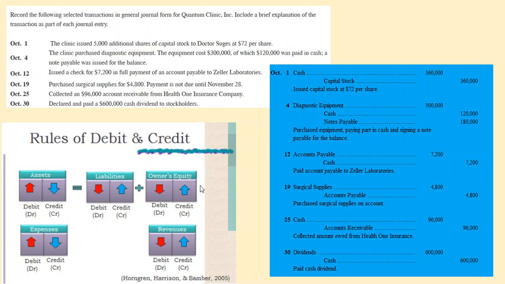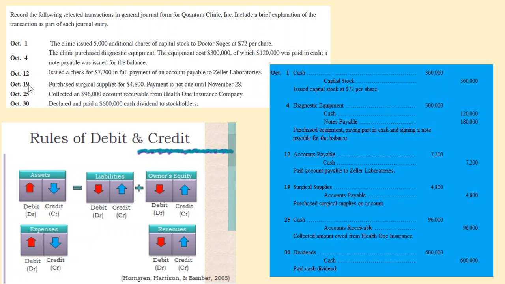We need to decrease accounts payable by $7,200. We're also going to decrease cash by $7,200. Remember, cash is an asset, so we record a credit to decrease cash. So our entry is debit accounts payable $7,200, credit cash $7,200. The effect is we have decreased both of these accounts. Accounts payable is a liability, so the debit of $7,200 decreased that account. Cash is an asset, so the credit of $7,200 also decreased that account.